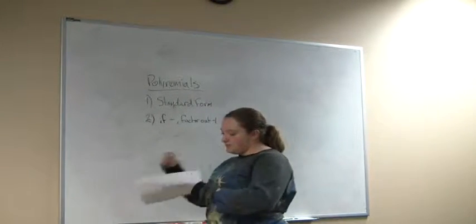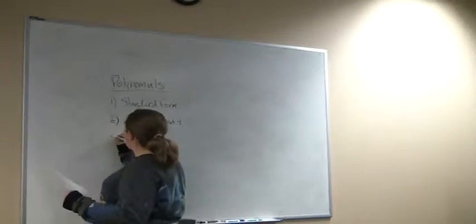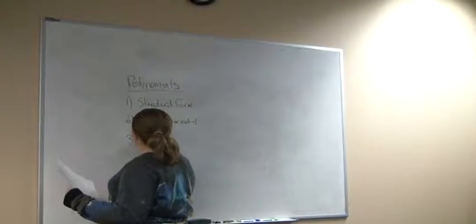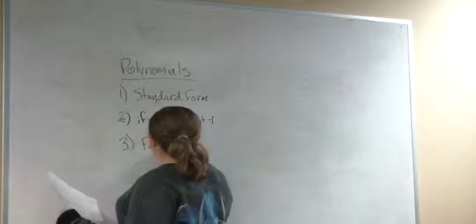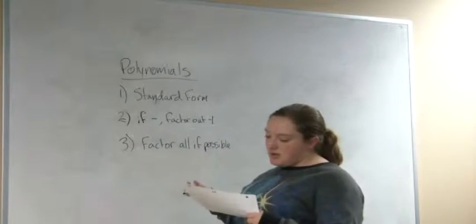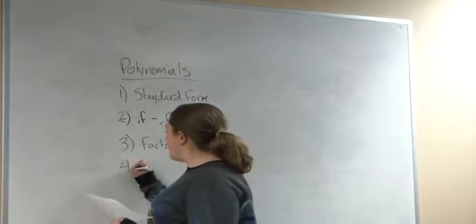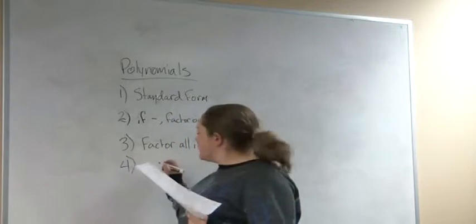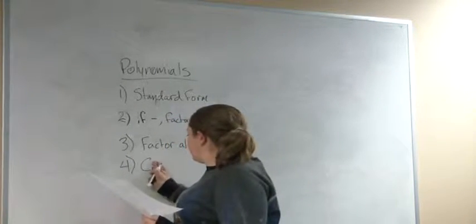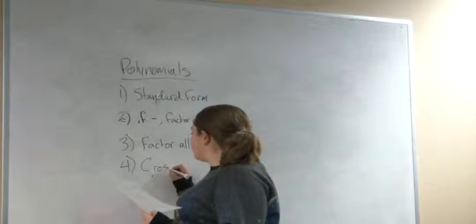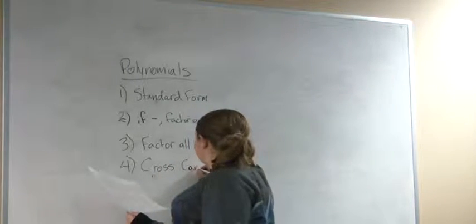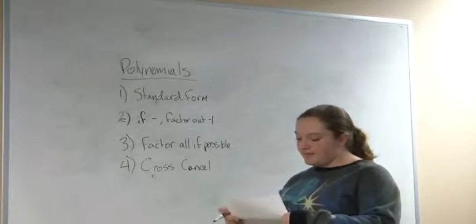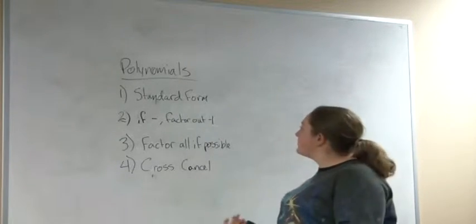Now, the third step is to factor all the expressions, if it's possible. And then after you've done that, the last step is to cross cancel so that you can simplify. Now, I'm going to show you an example of this.